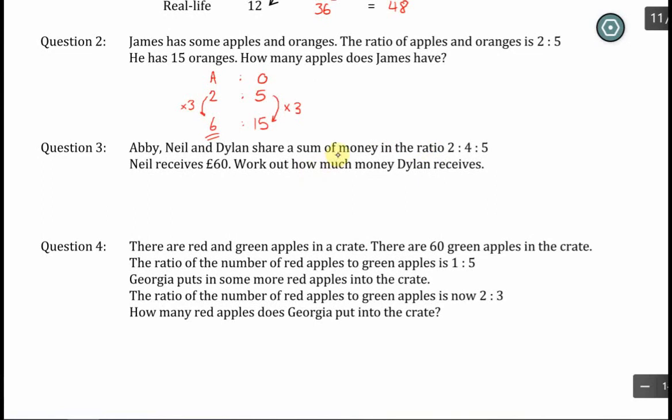Abby, Neil and Dylan share a sum of money in the ratio 2 to 4 to 5. So Abby, Neil, Dylan, always space out your numbers here, 2 to 4 to 5. Neil receives £60. So it's not telling us what they're sharing in total, it's saying what Neil got. So what do you times 4 by to get 60? 60 divided by 4 is 15. How much money does Dylan receive? So 5 lots of 15 would be £75.